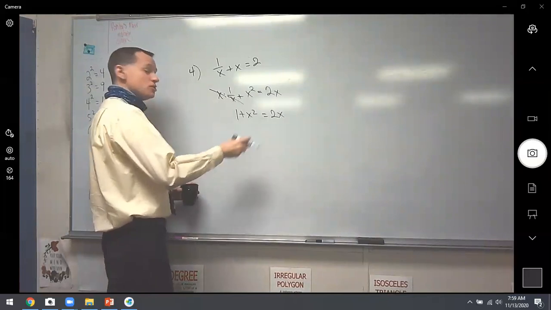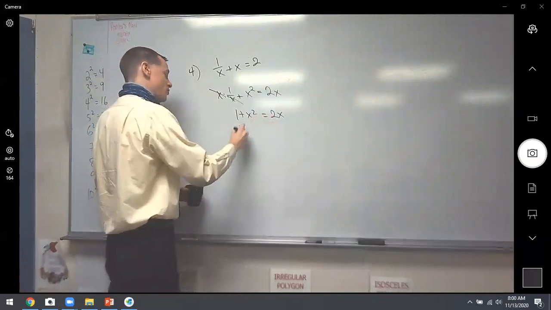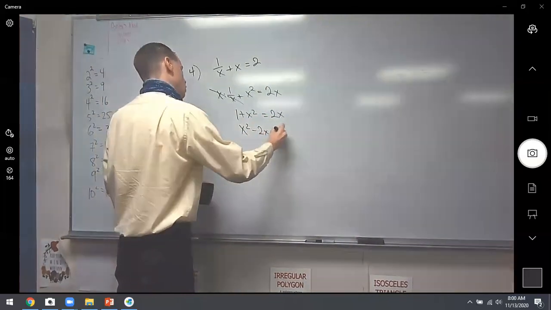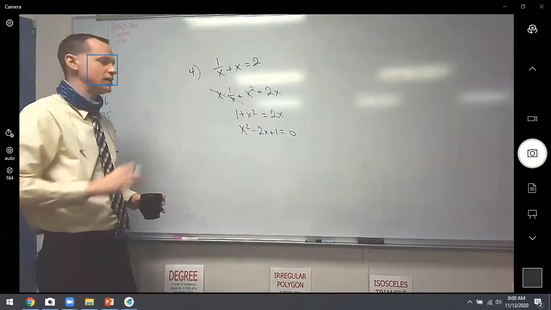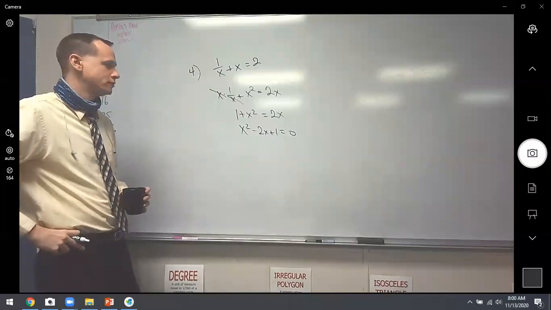And then you want to get it equal to 0. So I'm going to move this 2x over. I'm going to write in the normal order. I'm going to have the x squared, then the minus 2x, then the plus 1. That's the best order to do.